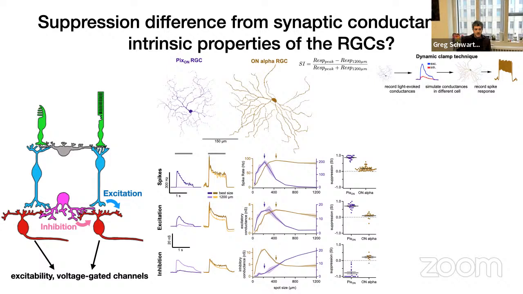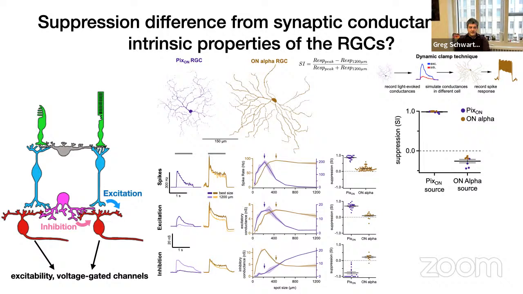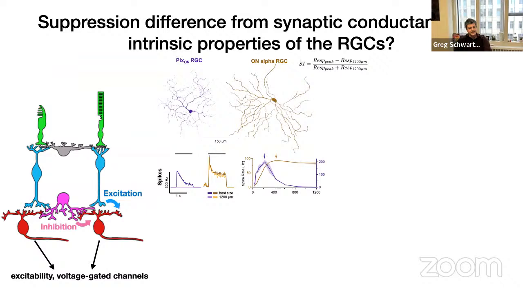But that's not a quantitative answer to whether the conductances that the cells are receiving or their ion channels are critical in causing this computation. So to actually dissociate those two things, we can use dynamic clamp. We use these conductances that we recorded and we feed them back into the cells. The trick there is that we can swap the cells, right? We can record the conductances from a Pixon and play them into a Pixon, and we should get about the same spiking output, but we can also play them into an ON alpha and vice versa. So before I show you the data, actually, sorry, I skipped ahead.